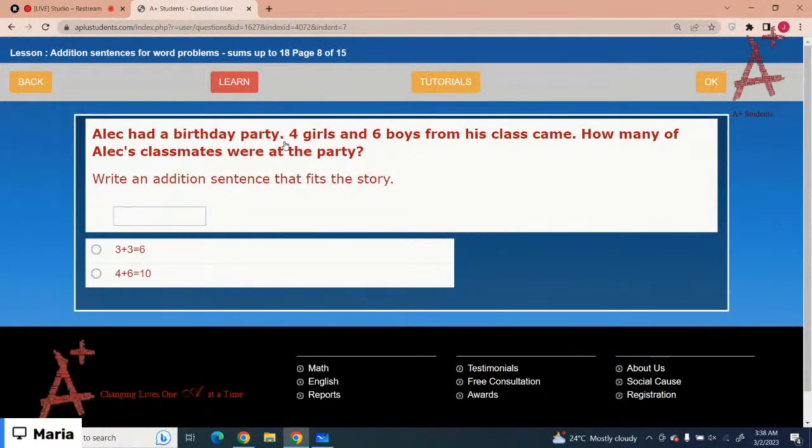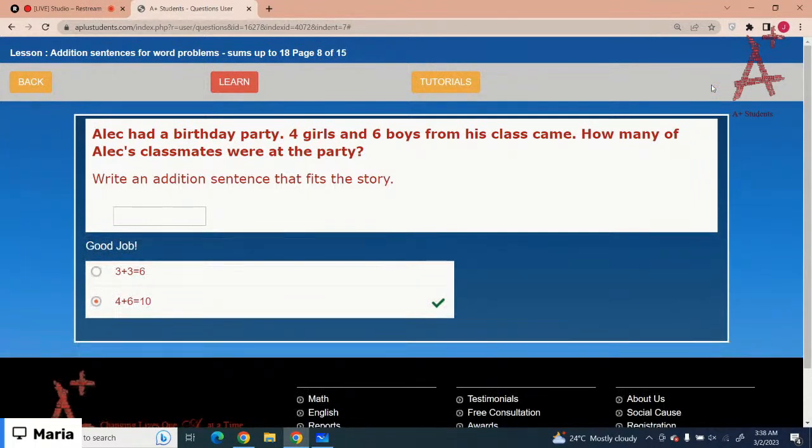Got it? Because the numbers involved are 4 and 6. So 4 plus 6 makes 10. Got it? So the correct option is 10. 4 plus 6 makes 10. So just select the correct option and click on the OK button.